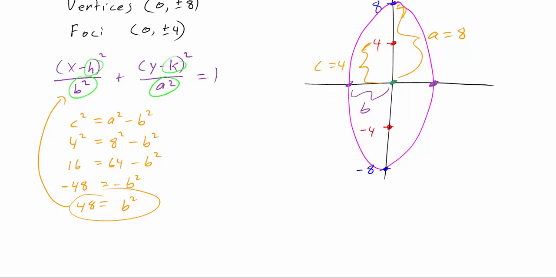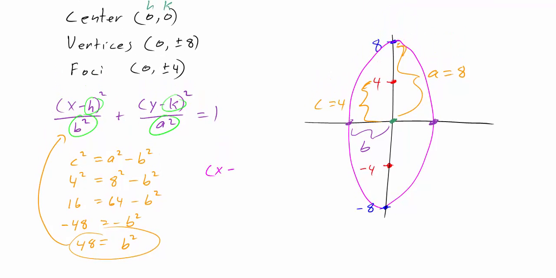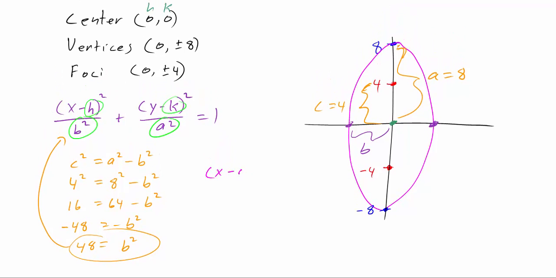Substituting into the formula, we have (x minus h), which is 0, squared, all over b squared, which we just found to be 48, plus (y minus 0) squared, because our k value is 0, divided by a squared.